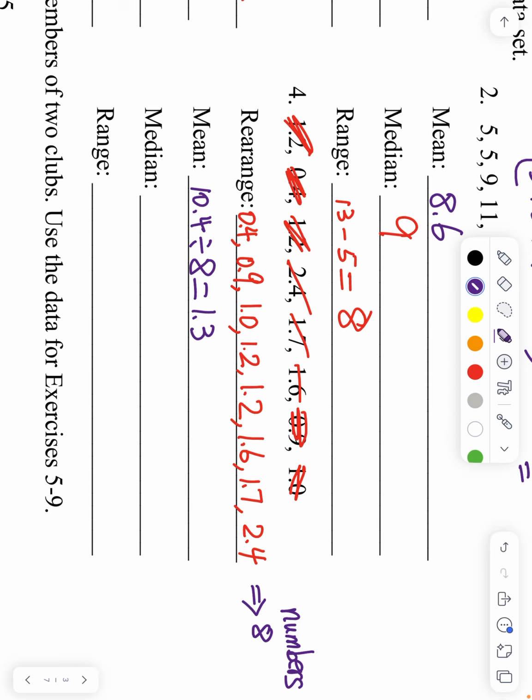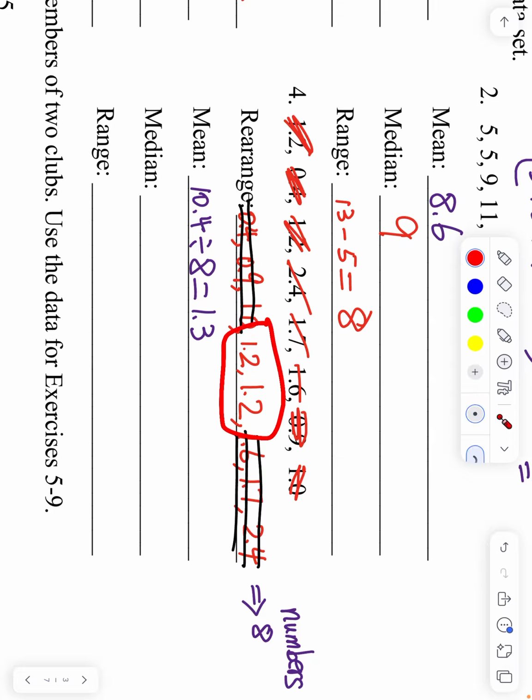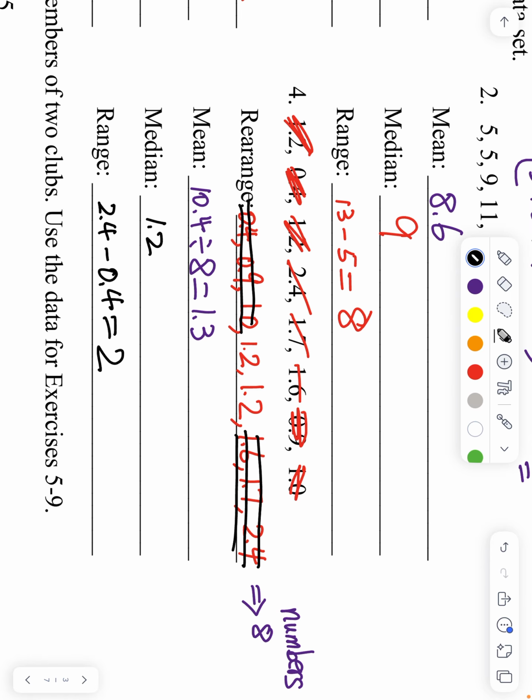Okay, median. We need to find the number in the middle. Let me cross out 3 from the left, and 3 from the right. Oh, we have 2 numbers in the middle, and these 2 numbers happen to be the same. So if we add them together and divide by 2, it's still the same number. So the median is 1.2. Range: use the biggest one, 2.4, subtract the smallest one, 0.4. So the range is 2.